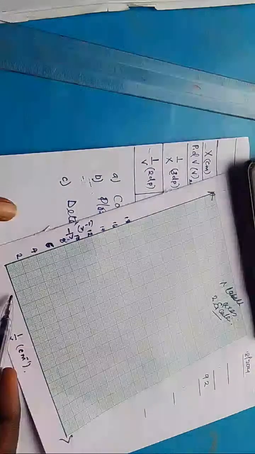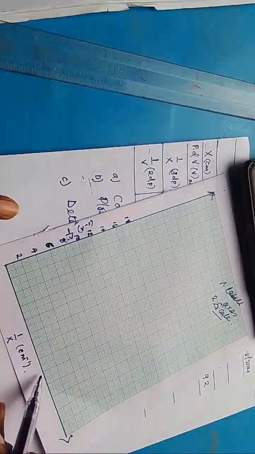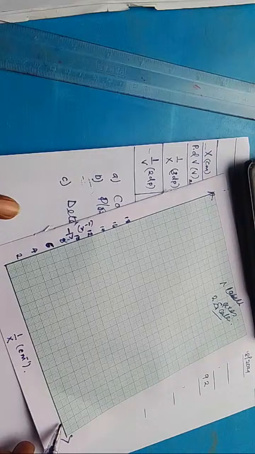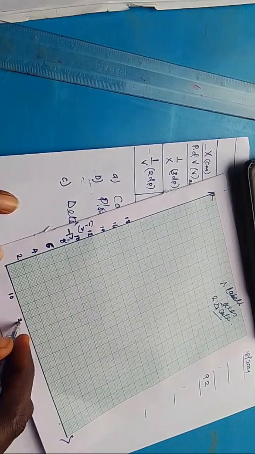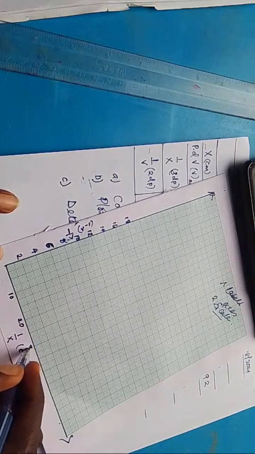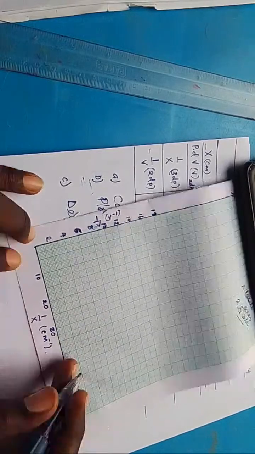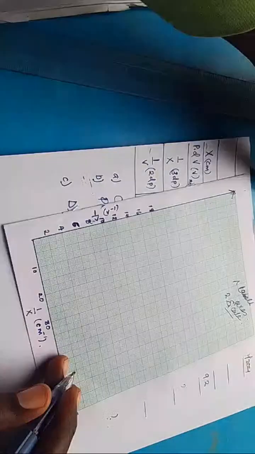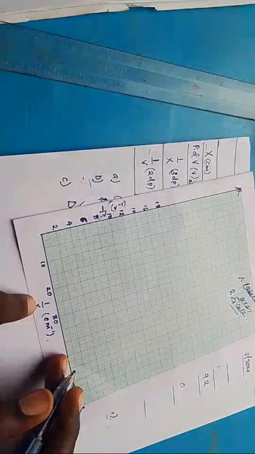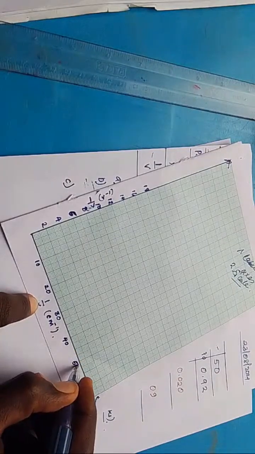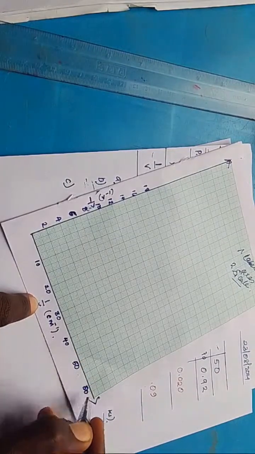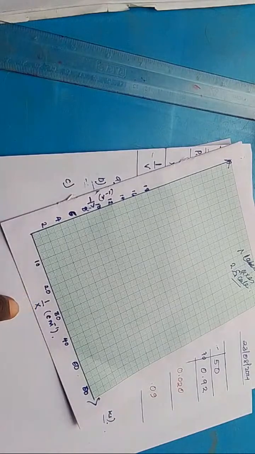That this is 10, 20, 30, 40, 50, 60. Like that.